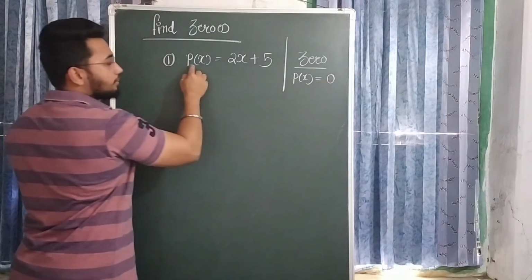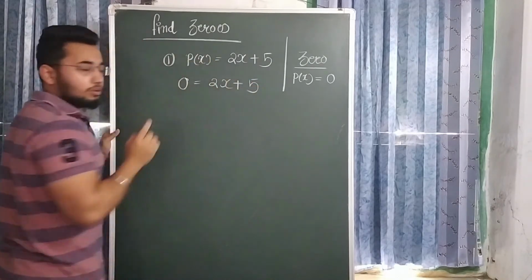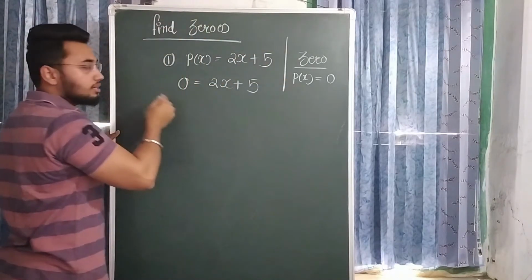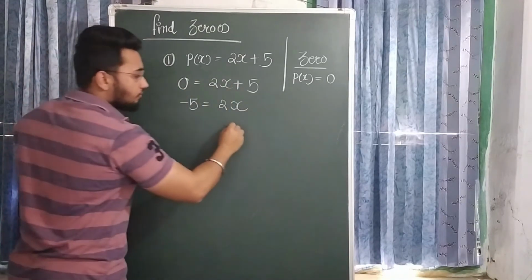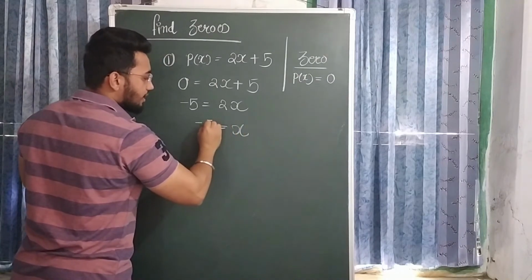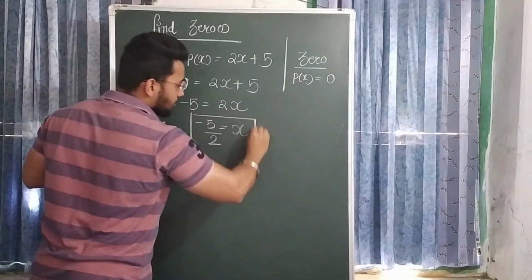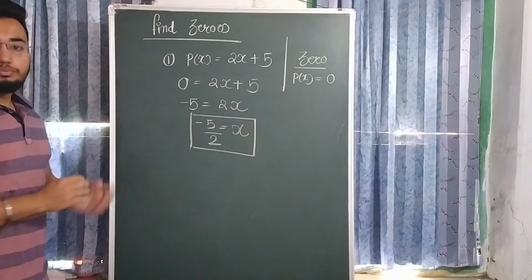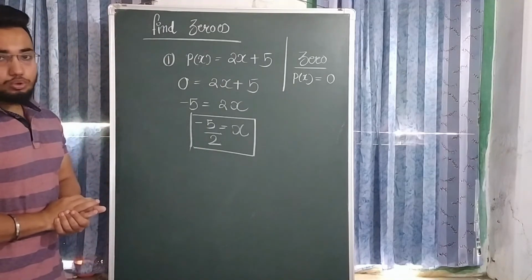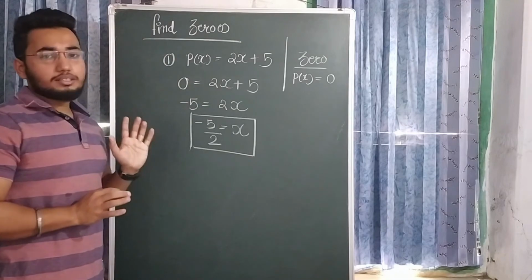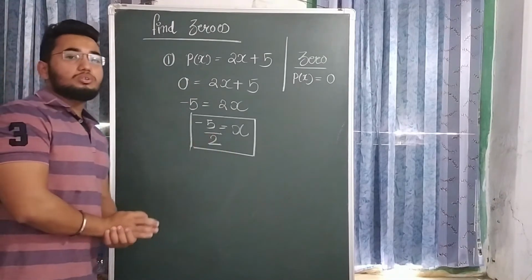Polynomial equal to 0, I'm just putting here 0 is equal to 2x plus 5. This plus 5 will go on the left hand side and becomes minus 5. The value of 0 is equal to minus 5. This 2 will go in the denominator. The value of the zero is minus 5 by 2. We can easily find it by this method. Simple, whenever you have to find a zero, what do you put in place of the polynomial? You put 0. Then you will easily find the value of x, and this is actually the zero also.